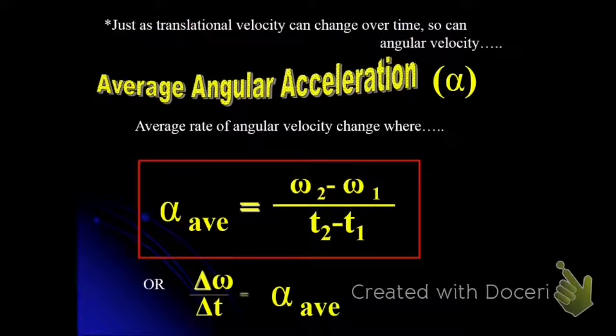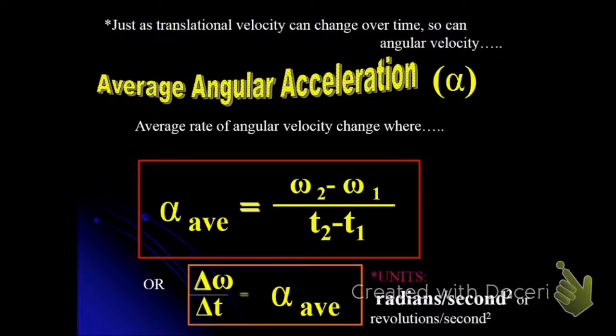And so there are two ways that we can write that. We can talk about subtracting the speeds or just use the little delta to talk about a change in speed. And the units for this are going to be radians per second squared most commonly, but you could also convert it into revolutions per second squared as well.